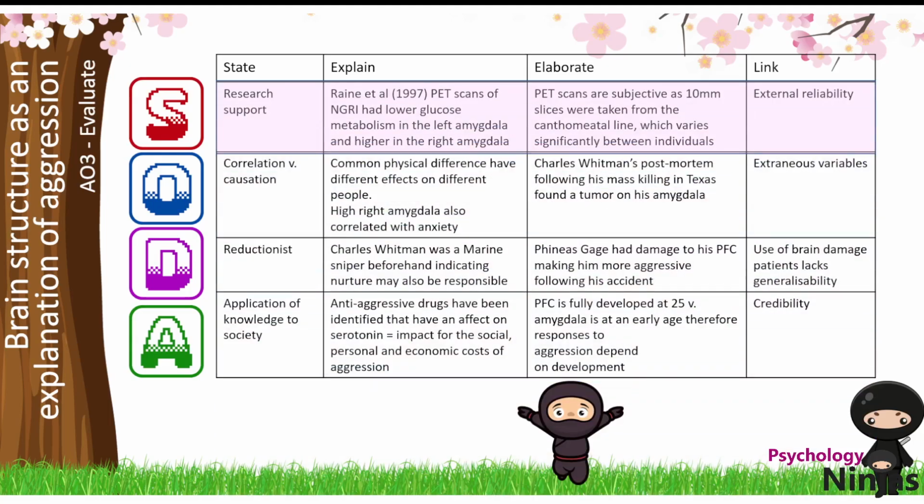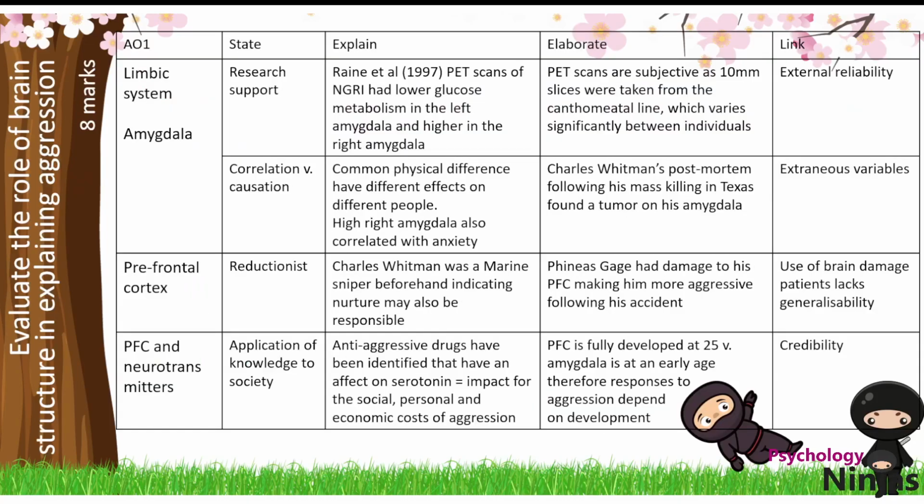So we might talk about research support, giving specific findings because we're using research for evaluative purposes, counter that with a problem with research and then explain the impact of that on our theory. Let's put this together for an 8 marker. Evaluate the role of brain structure in explaining aggression, 8 marks.